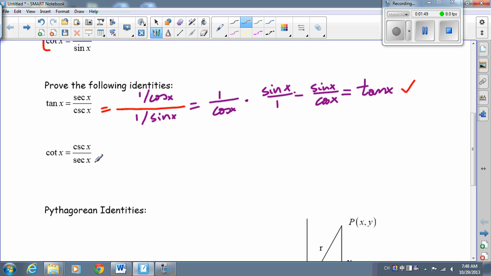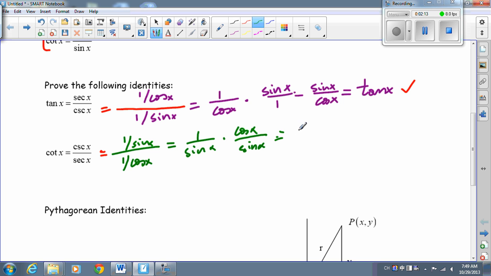The same concept here. If you want to figure out what this is, you will say, well, this is 1 over sine divided by 1 over cosine. That's 1 over sine of x, of course, times cosine of x over sine of x, and this is over 1. So we have cosine of x over sine of x. And that's exactly the cotangent of x. Once again, once I reach my destination, I give myself a check.